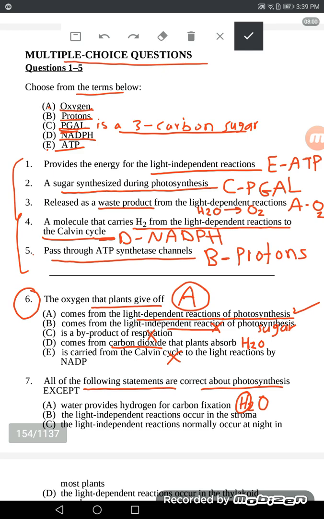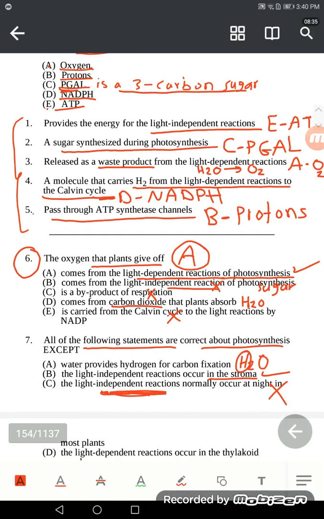The light independent reaction occurs in stroma. This is true, we said that. And the light dependent reaction takes place in the granum. The light independent reaction normally occurs at night in most plants. So the light independent reaction takes place even during the day. It's not related to the light. It's independent. It doesn't depend on the light. So this is not true, but we have to read the other choices also.